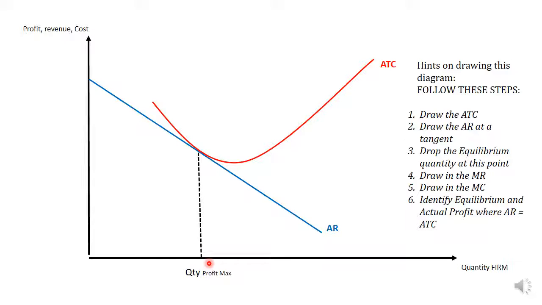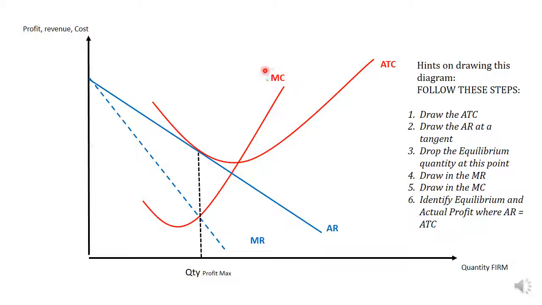We then drop our equilibrium quantity down. So here's our profit maximizing quantity, and it's always got to be at this point in the long run. Once we've done that, we draw in our marginal revenue. Remember, half the horizontal distance. Now we're about to draw in our marginal cost curve, and we have two points. One, where marginal cost equals marginal revenue is going to be here, because that's where your quantity is profit maximizing. And secondly, it's got to go through the lowest point of the ATC curve. So now you have two points fixed for drawing your marginal cost. So it's going to come down and it's going to go up something like that.